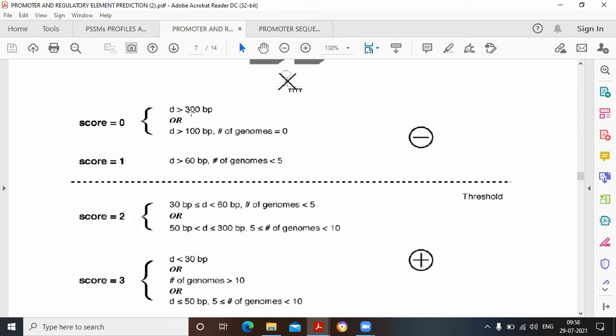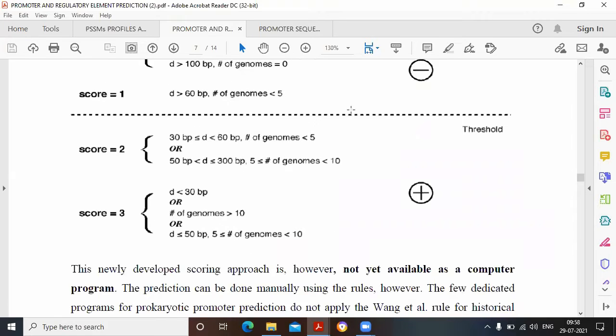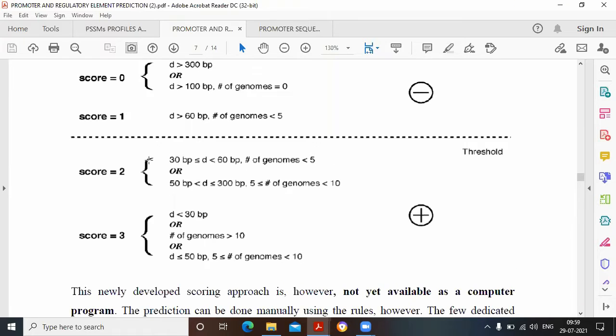The score should be 0 when D is greater than 300 base pair or D is greater than 100 base pair, in both cases the score should be 0, or the score should be 1 for 60 base pair, and the genome should be less than 5 matching. So in that case, this is the negative part, and the line is indicating the threshold, and once it is crossing the threshold, we can get the positive value, and by looking at the positive value, we can consider this is the perfect way we have found out.